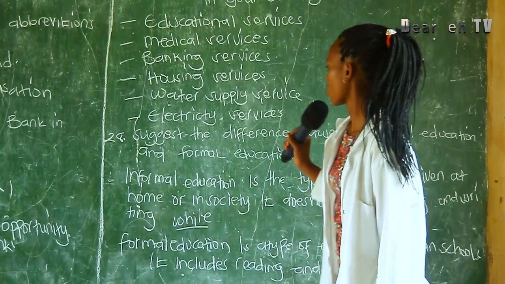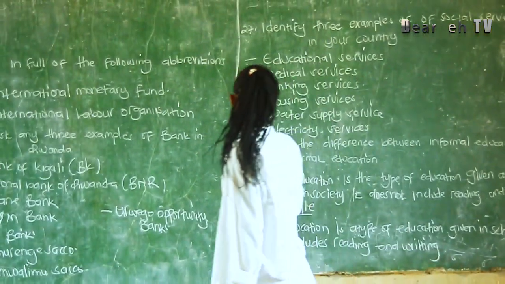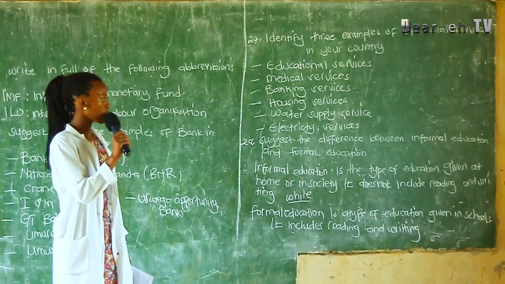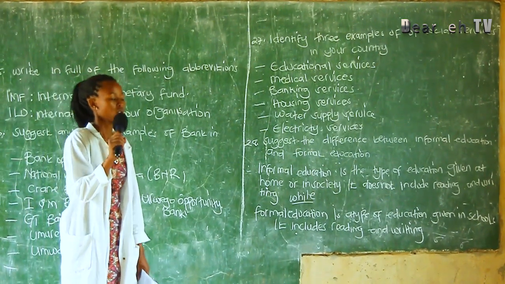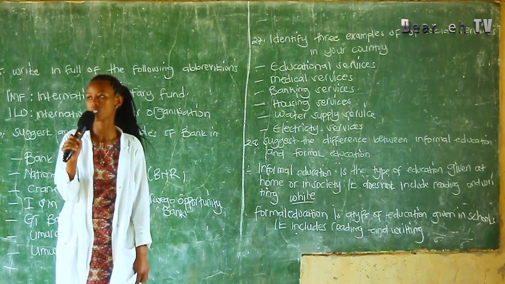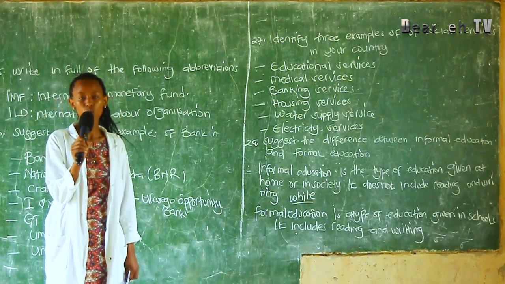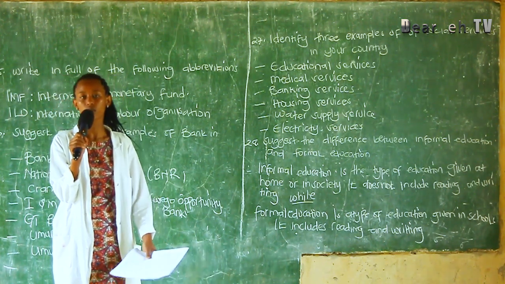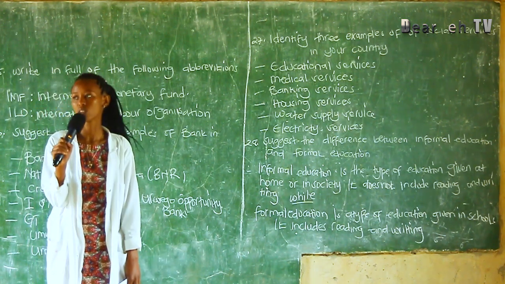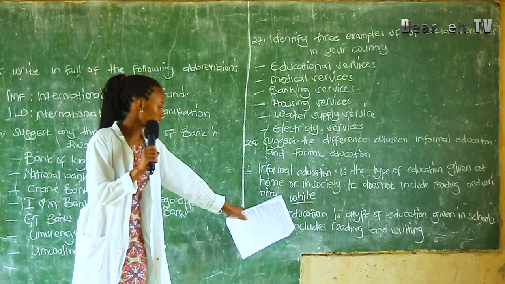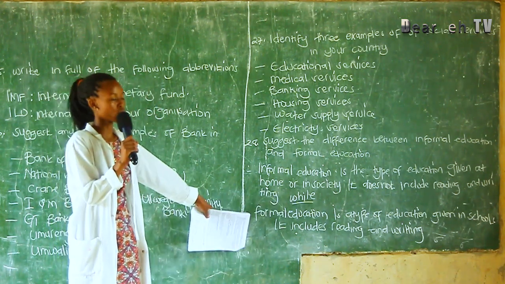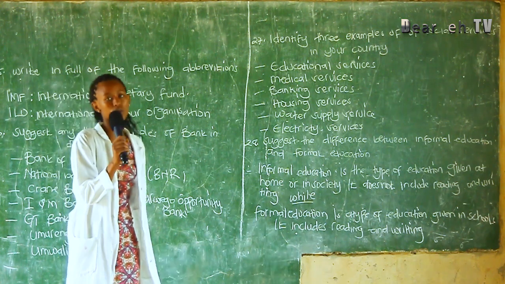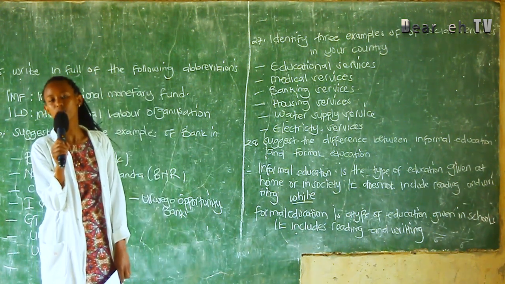So this is question number 28, which states: suggest the difference between informal and formal education. Informal education is the type of education given at home or in a society. It does not include reading and writing. But formal education is a type of education given in schools. It includes reading and writing. So this was question number 28, which was to differentiate formal from informal education.